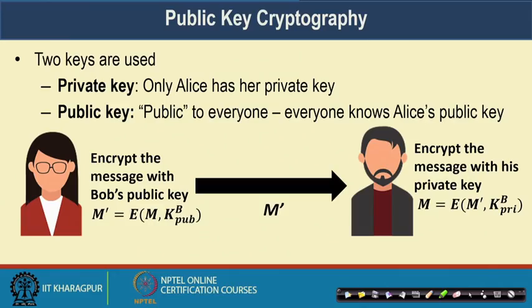So, whenever Alice is transferring some message to Bob, first Alice needs to encrypt the message with Bob's public key. Remember that Bob's public key is known to Alice, but Bob's private key is only known to Bob. That way the encryption is done with the help of the public key, because everyone knows that particular key.